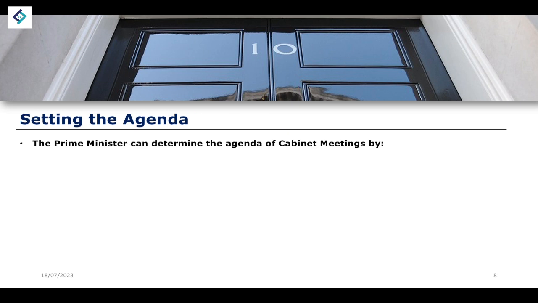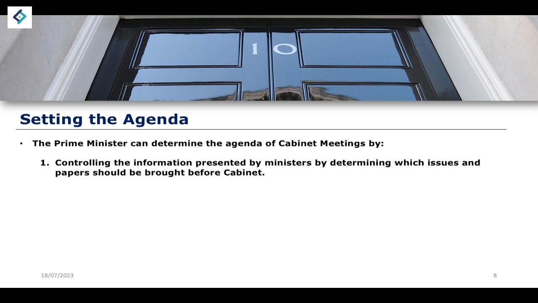In terms of the setting of the agenda, the Prime Minister can set the agenda of Cabinet meetings by controlling the information which is presented by Cabinet Ministers and by determining which issues and papers should be brought before the Cabinet. So he or she has the authority to decide who is going to have the most speaking time in the Cabinet and what issues are going to have the most directed attention in the Cabinet.